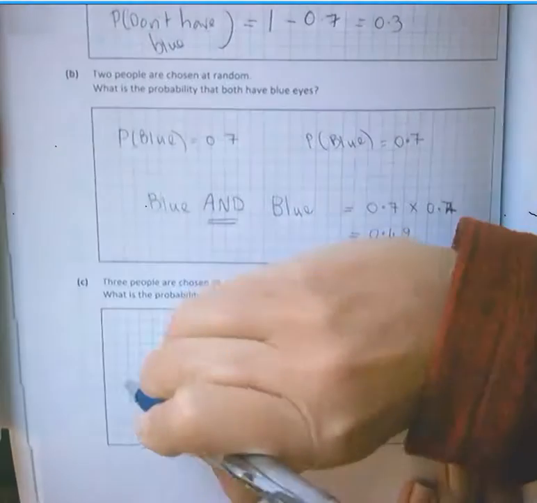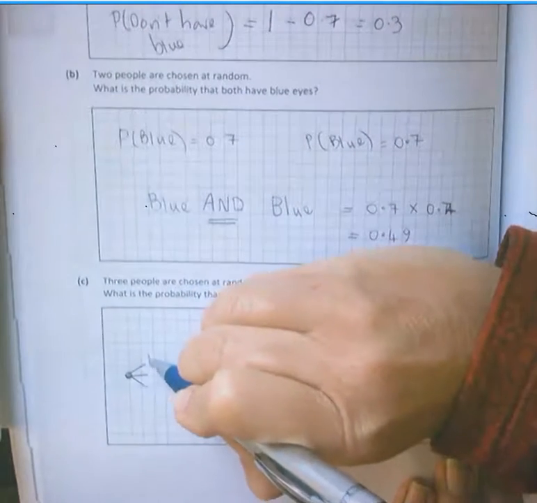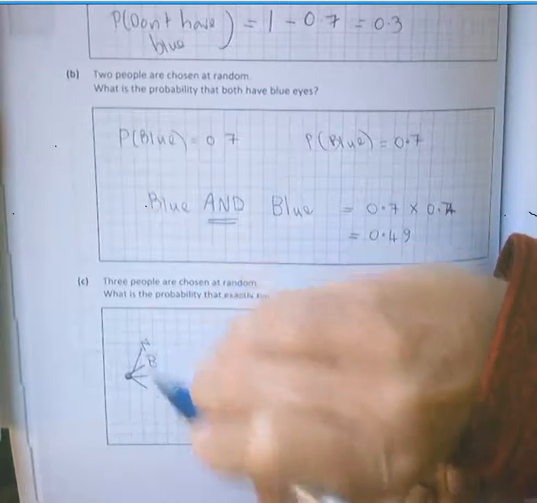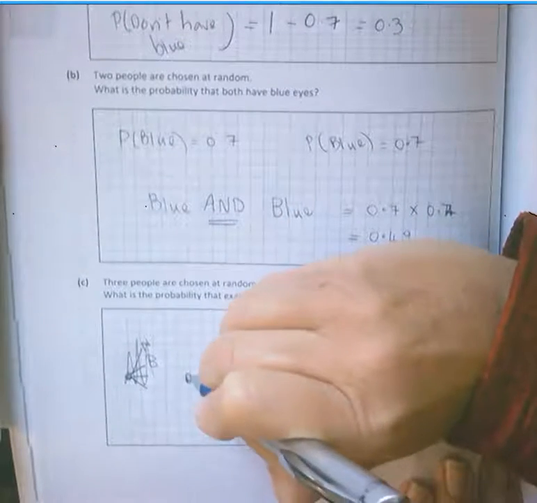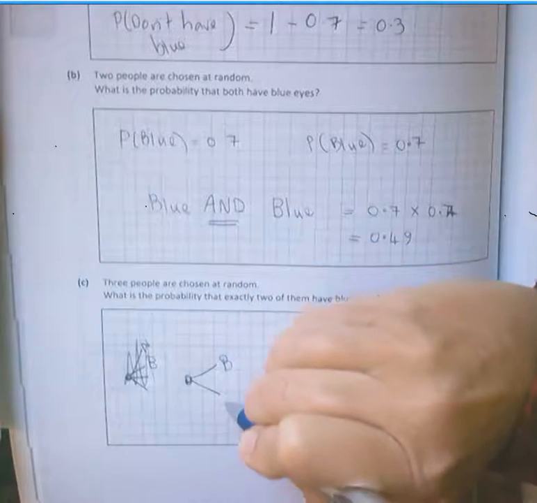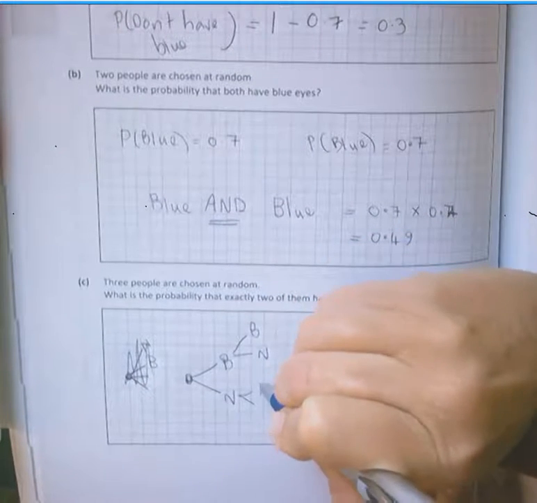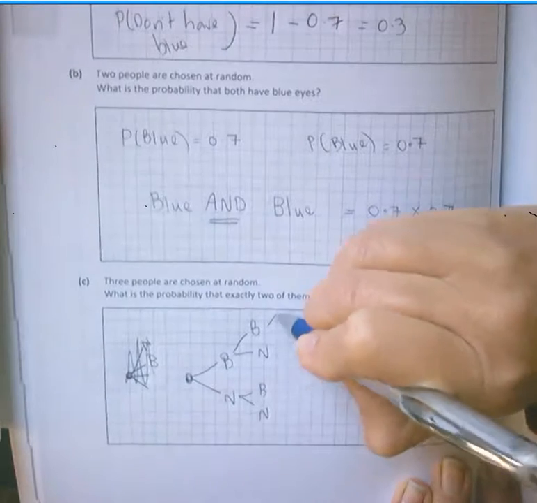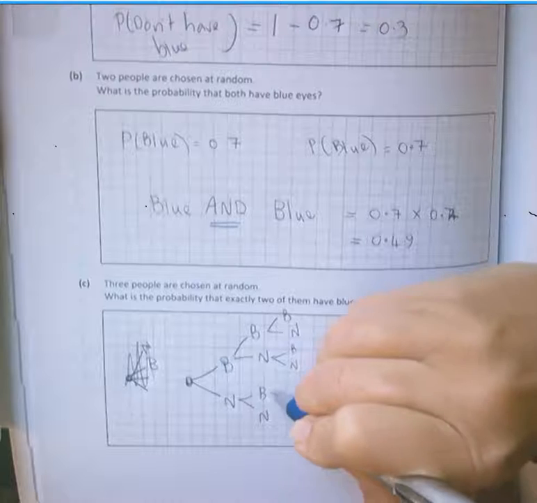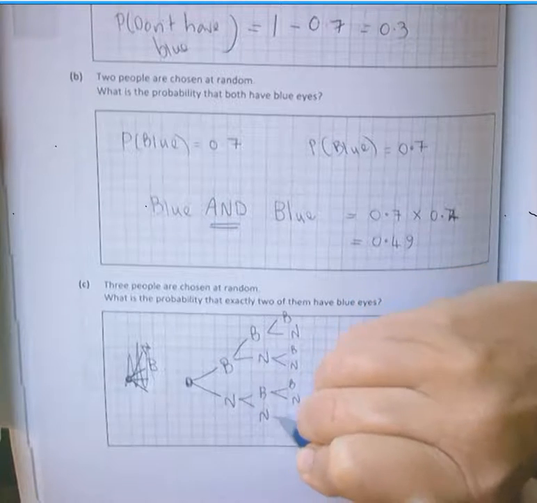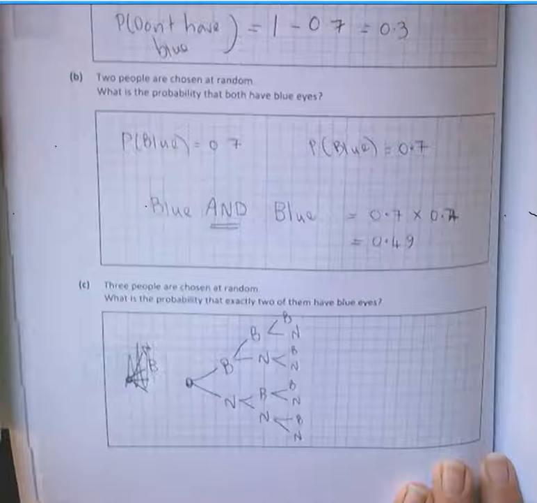So we have 3 people, and their eyes can either be blue or not. So we have our start off point. We have blue or not blue. Next person has blue or not blue. Third person, blue or not. And we want to know the probability that exactly 2 of them have blue eyes.